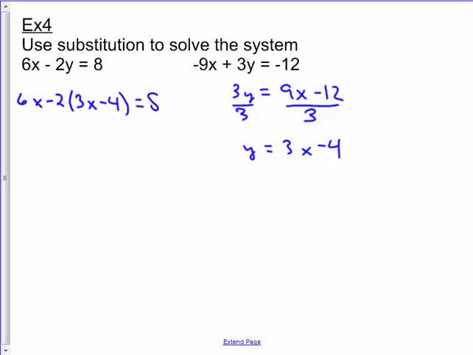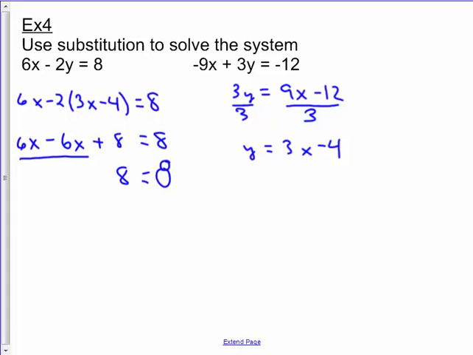So I plugged y into the first equation now. Distribute the -2. This is where your algebra has to be really solid. Even if you know how to do it, you can easily make some small mistakes here. So I get 8 equals 8. Is that true? Yes. What does that mean?